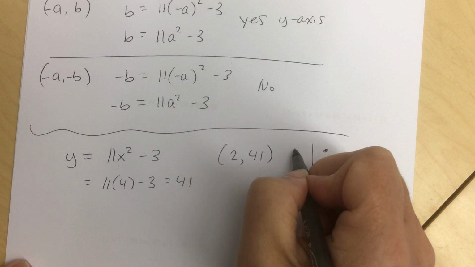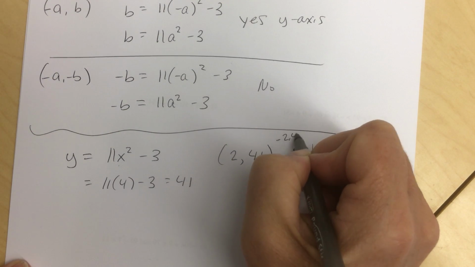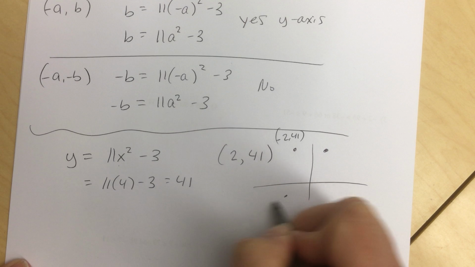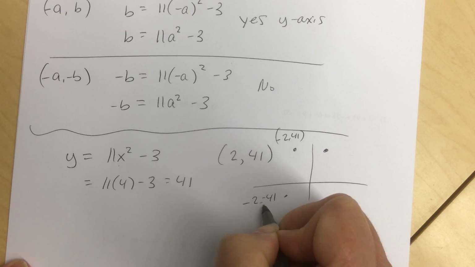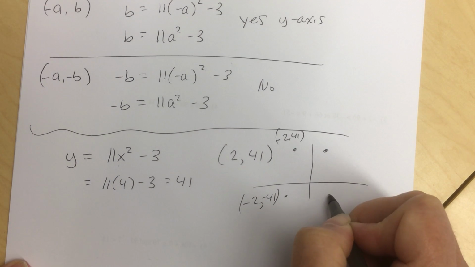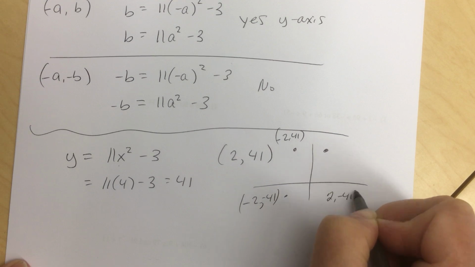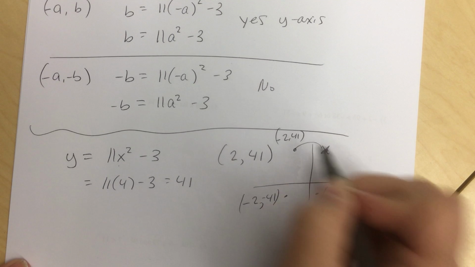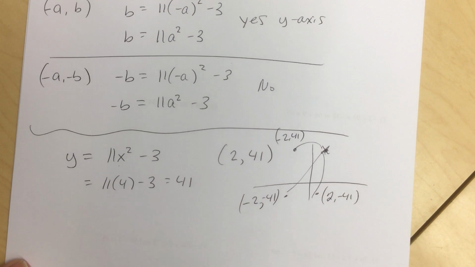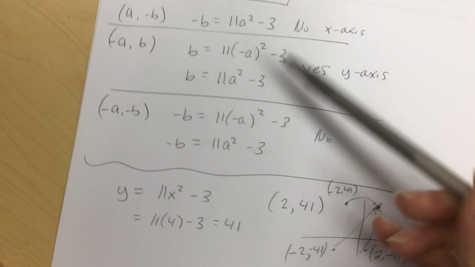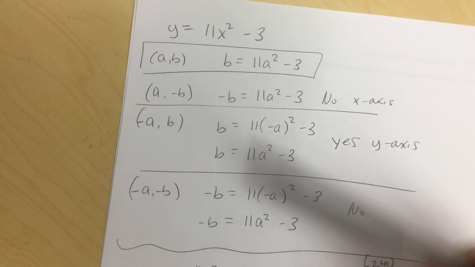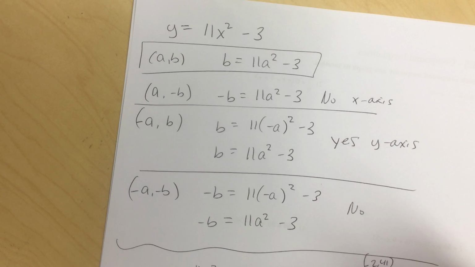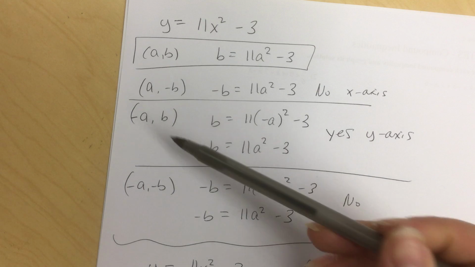So you need to check and see if (-2, 41) is there. You need to see if (-2, -41) is there, and if (2, -41) is there. So this checks your original point, this checks your y, that checks your origin, that checks your x. So it's just more work. No, it's not more work than doing the a's and b's. You would do this instead of the a's and b's. Some students prefer this, some students prefer the letters.